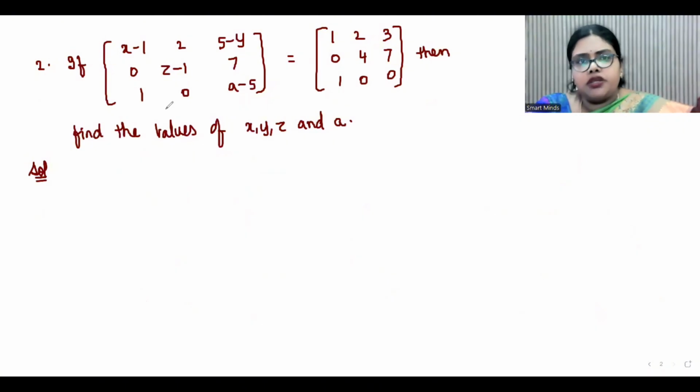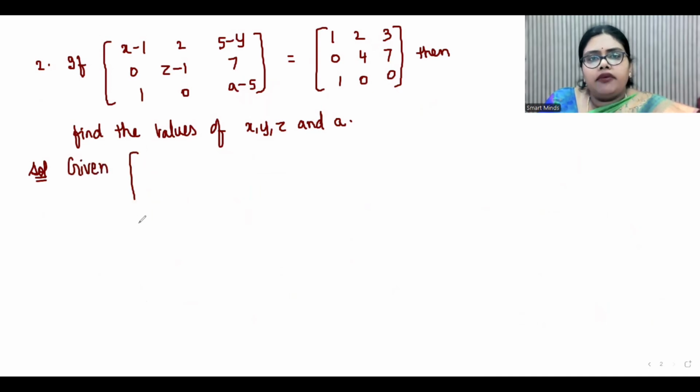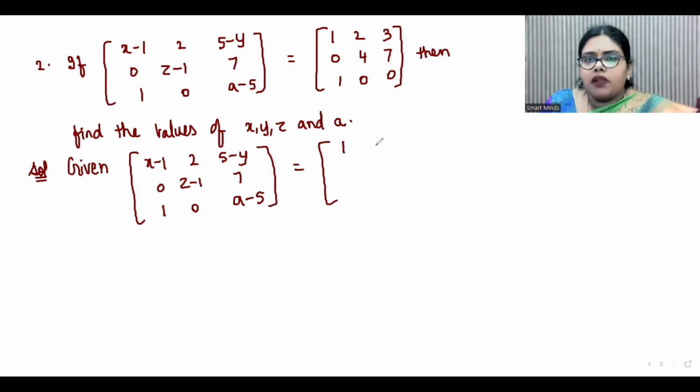Now take the next question. If [x-1, 2, 5-y; 0, z-1, 7; 1, 0, a-5] is equal to [1, 2, 3; 0, 4, 7; 1, 0, 0], then we need to find x, y, z and a. So again the same way we can proceed. Given [x-1, 2, 5-y; 0, z-1, 7; 1, 0, a-5] is equal to [1, 2, 3; 0, 4, 7; 1, 0, 0].